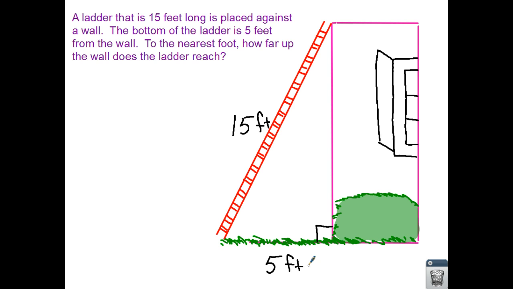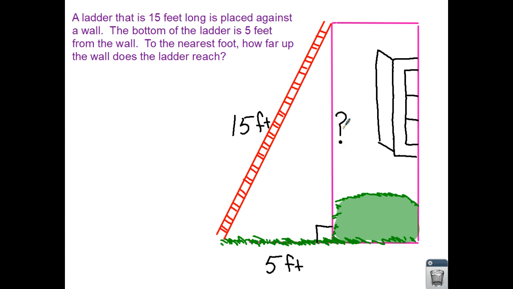All right, so it says to the nearest foot, so that is rounding to the nearest whole number foot. How far up the wall does the ladder reach? So the missing value right now is the height of this wall.